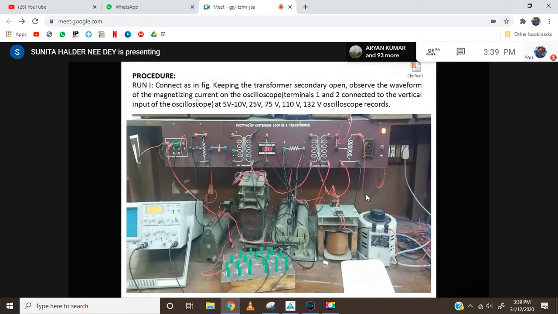Then what is written? This I have copied from your instruction manual. Connect as in figure, keeping the test transformer secondary open. Observe the waveform of the magnetizing current on the oscilloscope. Terminals 1, 2 are connected to the vertical input of the oscilloscope at 5 to 10 volt, 25 volt, 75 volt, 110 volt, 132 volt. Here I shall give you only a few observations, because I cannot collect more than that. In the lab we do it for 10 volt, 75 volt, 110 volt and 132 volt, because 10 volt or 25 volt is the lower range, and the transformer rating is near 110 volt.